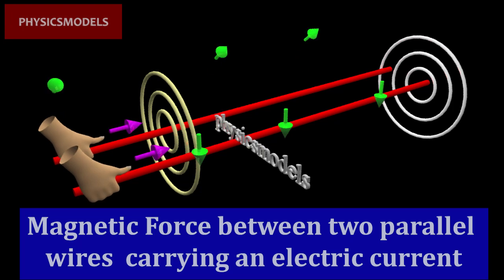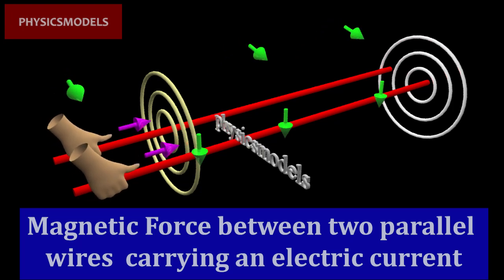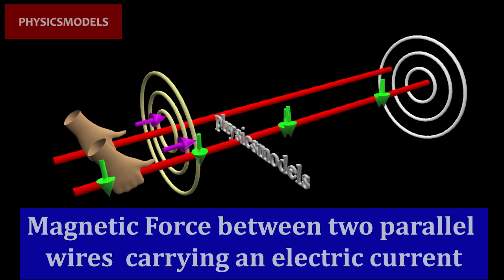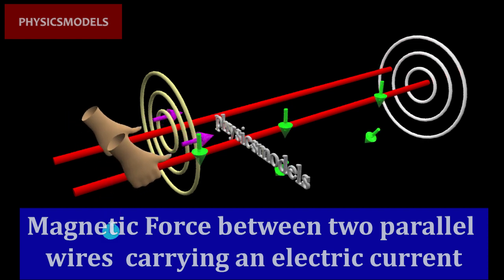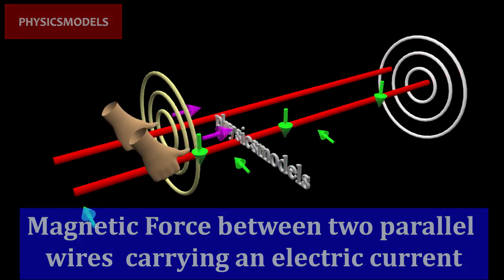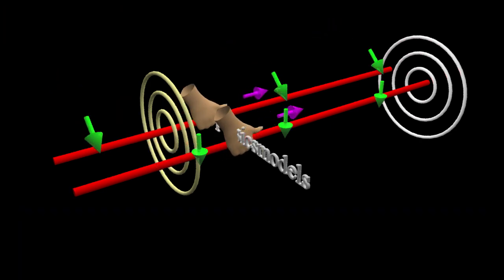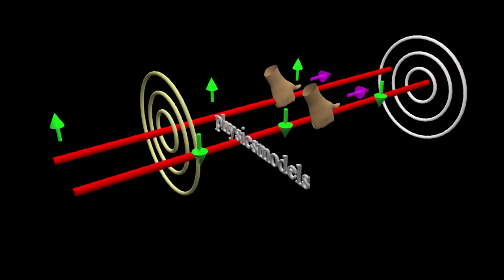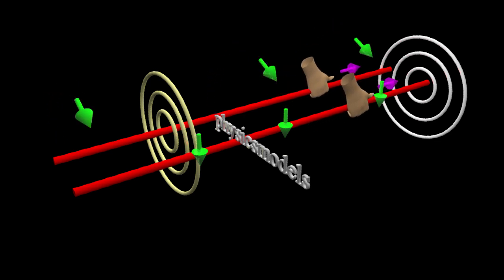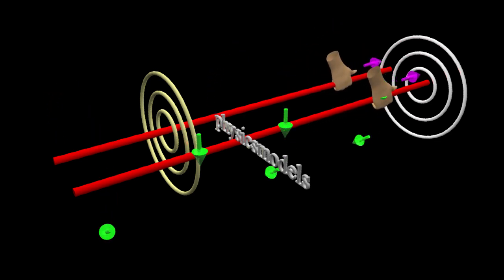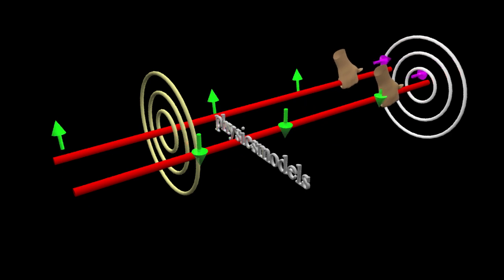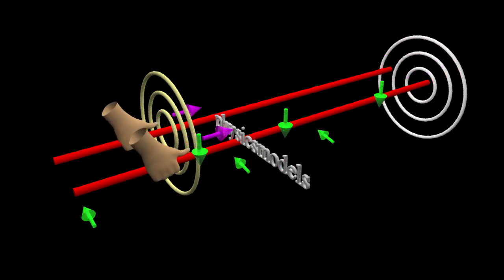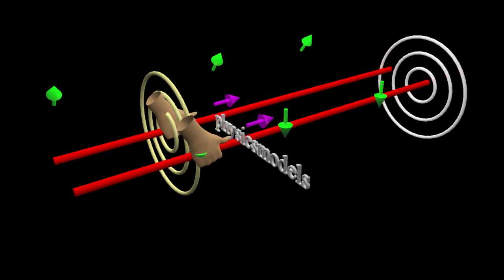Hi, in this video I'll explain the concept of magnetic force between two parallel wires having an electric current flowing through them. In this animation you can see the direction of current shown by the pink arrows. There are two parallel wires in red color. One of the wires on the farther side is called wire 1. The magnetic field around it will be in concentric circles shown in yellow color.